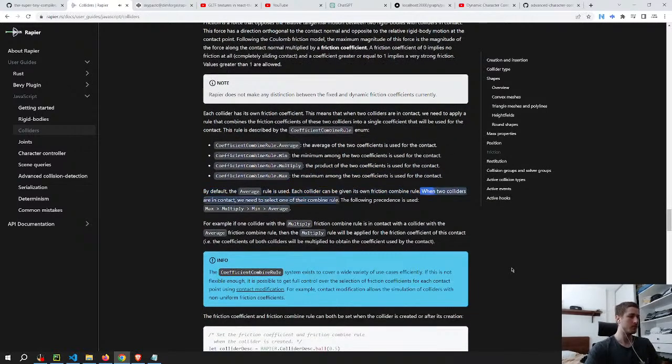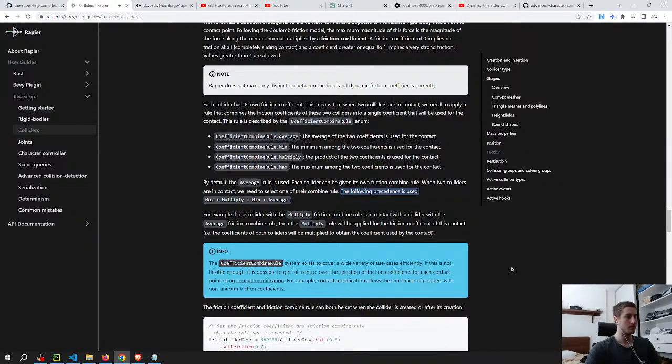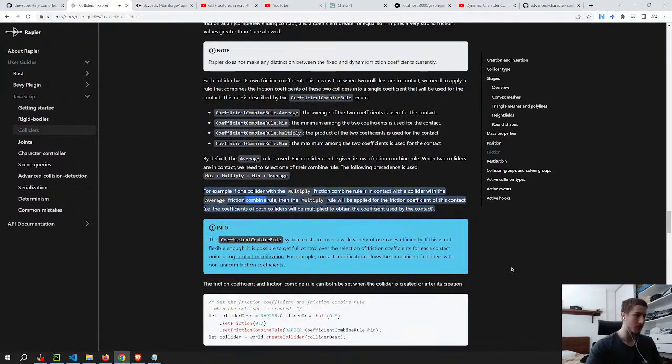Each collider can be given its own friction combine rule. When two colliders are in contact, we need to select one of the combine rules. The following precedence is used: Max greater than Multiply greater than Min greater than Average. For example, if one collider with the multiply friction combine rule is in contact with a collider with the average friction combine rule, then the multiply rule will be applied to the friction coefficient of this contact, i.e. the coefficients of both colliders will be multiplied to obtain the coefficient used by the contact.